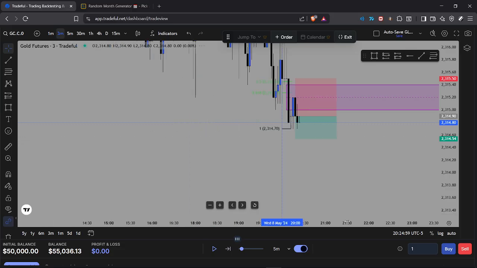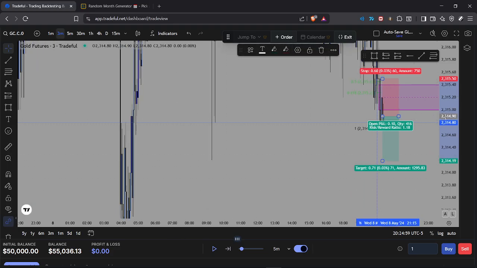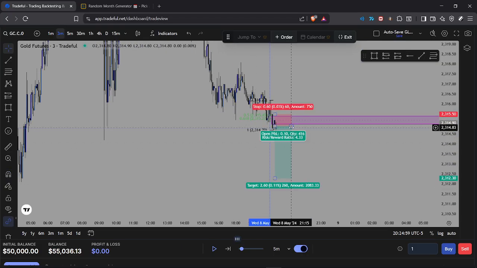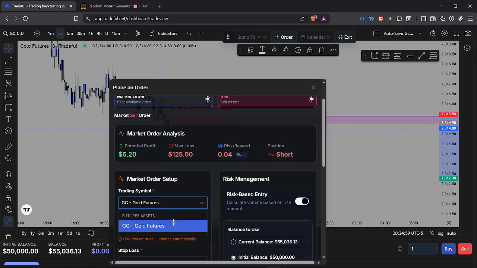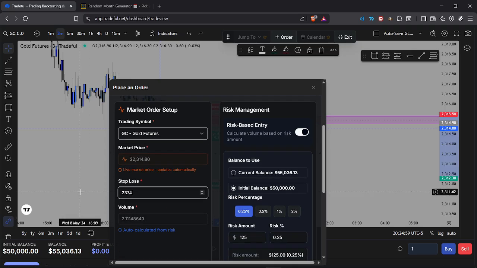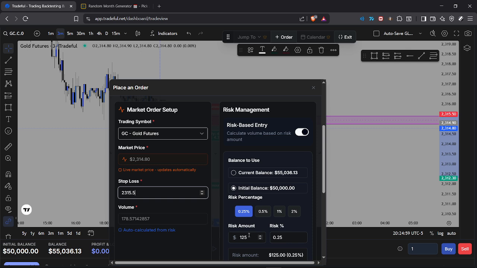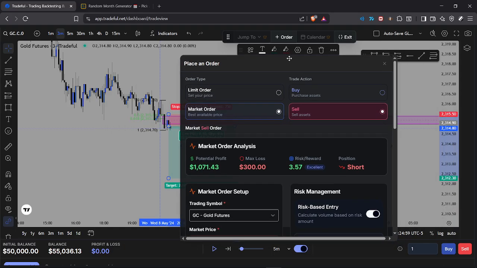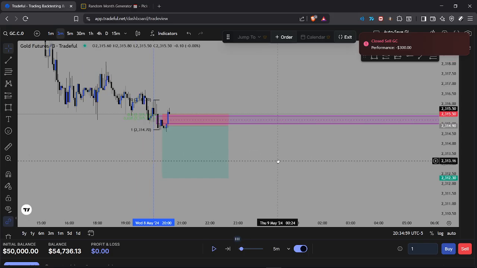And then we target. Do we have anything? Yeah, let's target this one. Is that enough? No. Yeah, let's target these bodies here. Order. As always, the stop loss is cooked. 2315.5. Risk is 300. Yeah, sure, let's just market order it. Yeah, stop loss. Okay.